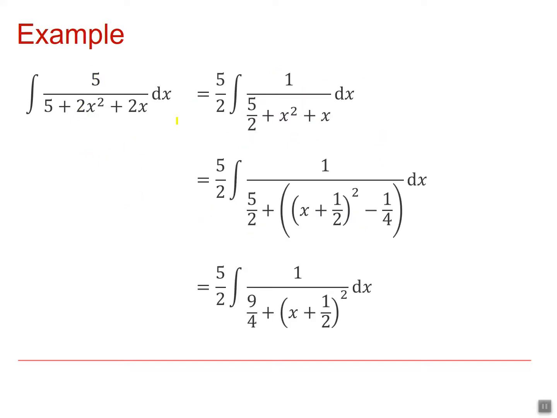Okay, there's that working tidied up. Here's the 5 over 2 taken out. Here's the completing the square, and then the final rearrangement to get an integral that's almost in the standard form.